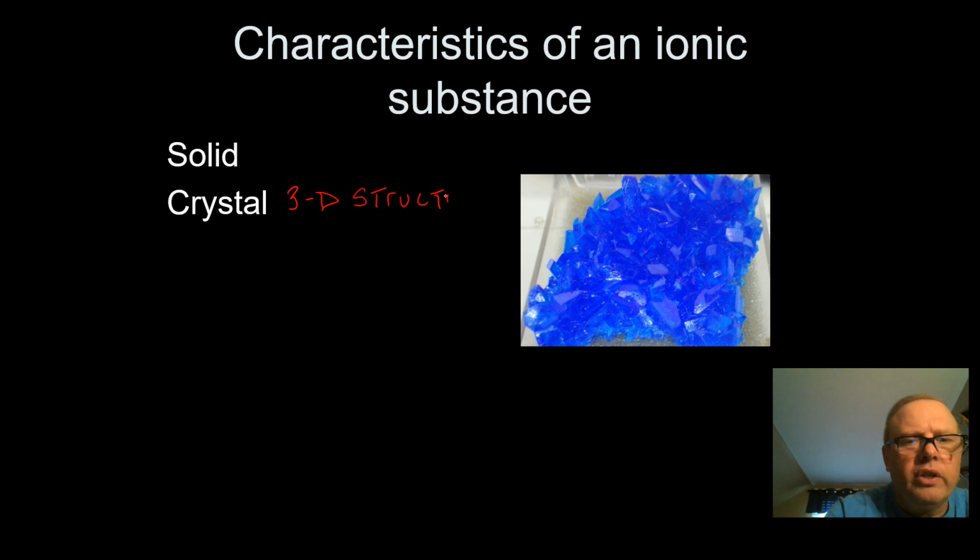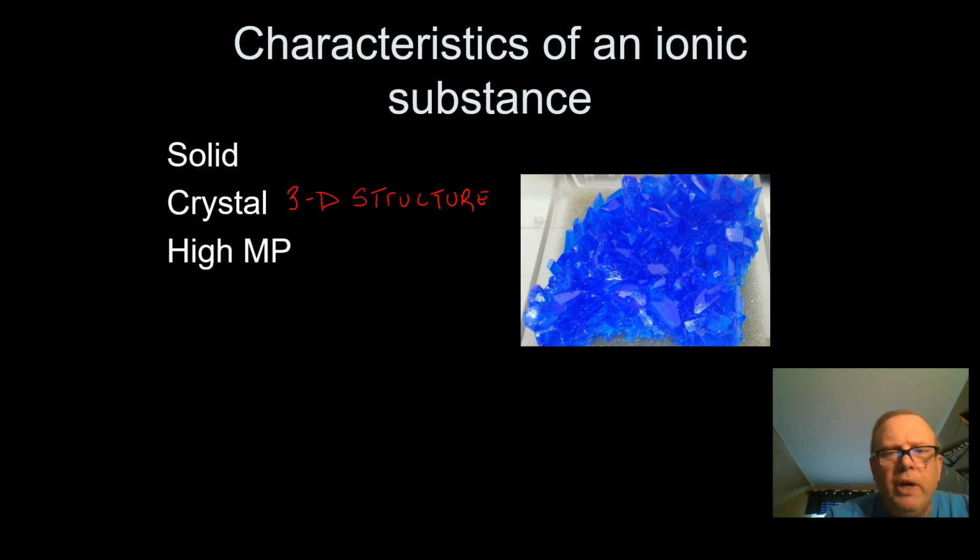And if you take a look, the examples I chose are some of my favorite crystals. These are copper crystals and probably copper sulfate. They are beautiful to look at, and they are definitely a repeating three-dimensional structure. They have high melting points. It tends to take a lot of energy to get them to melt. As a matter of fact, in lab, oftentimes we can't melt them.